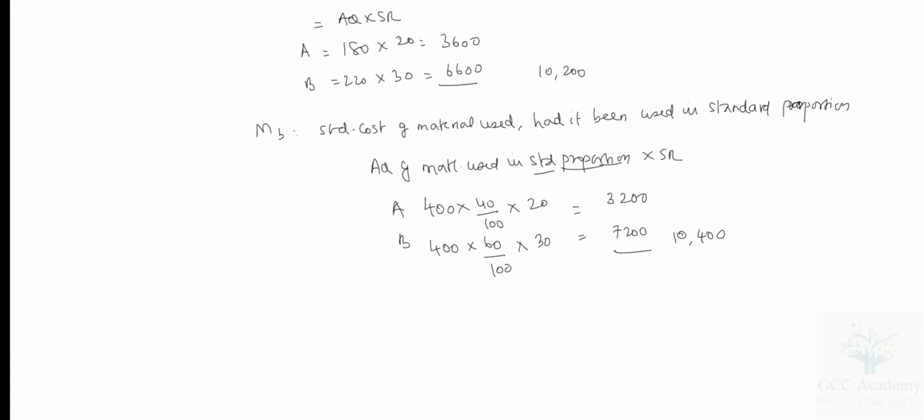Are you able to understand this? Standard cost of actual material used. So you can call this the standard cost of actual material used, actual usage, had it been used in standard proportion. Then coming to M4, standard material cost of actual output. I'll tell you, very important.